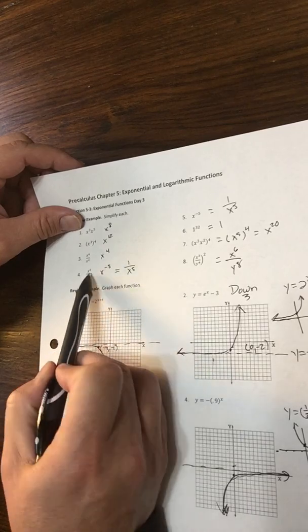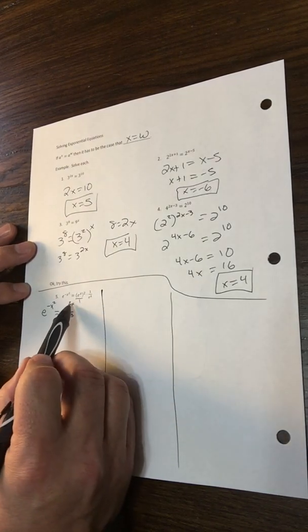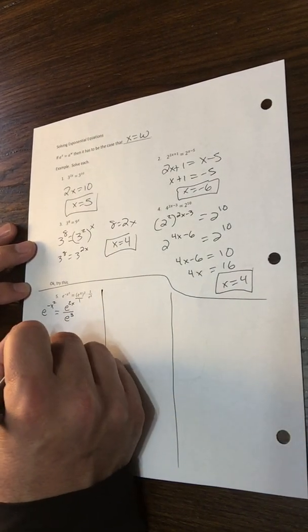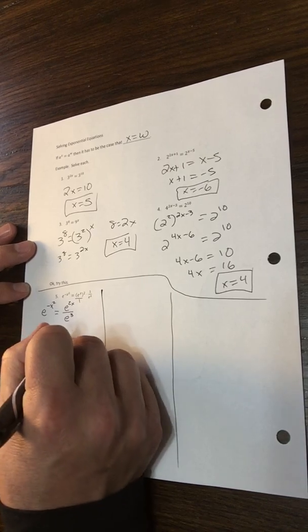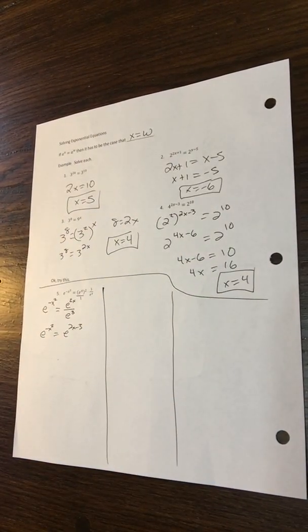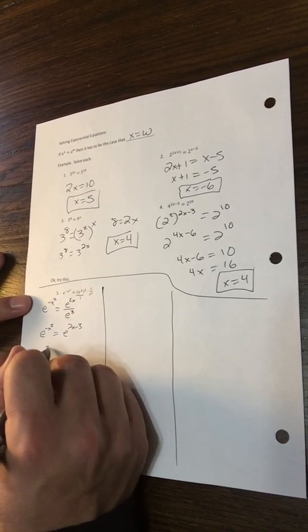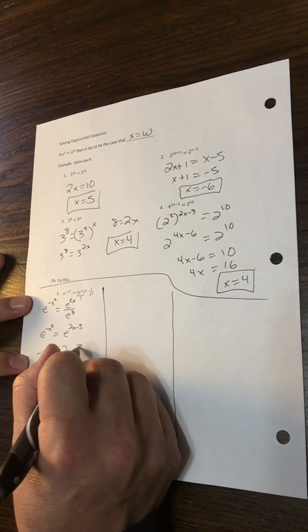6 minus 2 is equal to 4. 6 minus 11 was equal to negative 5. So I get here, and I'm going to call this e to the 2x minus 3. e to the negative x squared equals e to the 2x minus 3. Okay, now I do have the same base. I can just set these equal to each other. Negative x squared is equal to 2x minus 3.